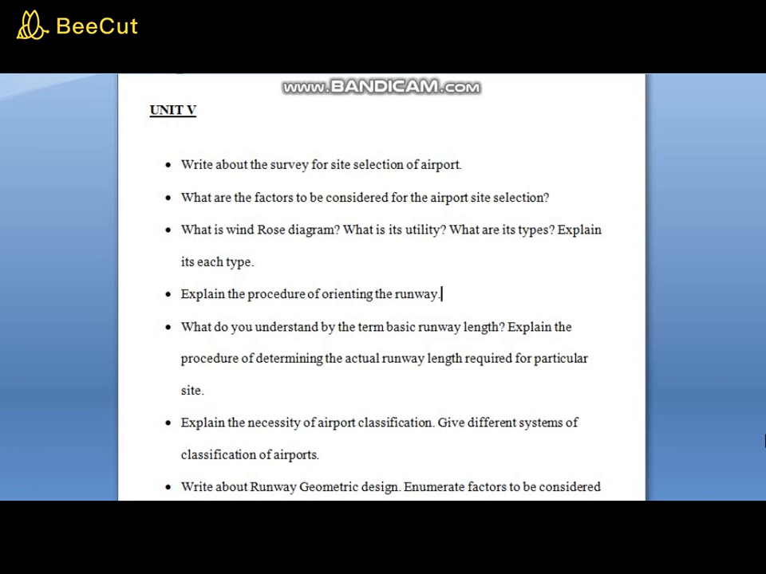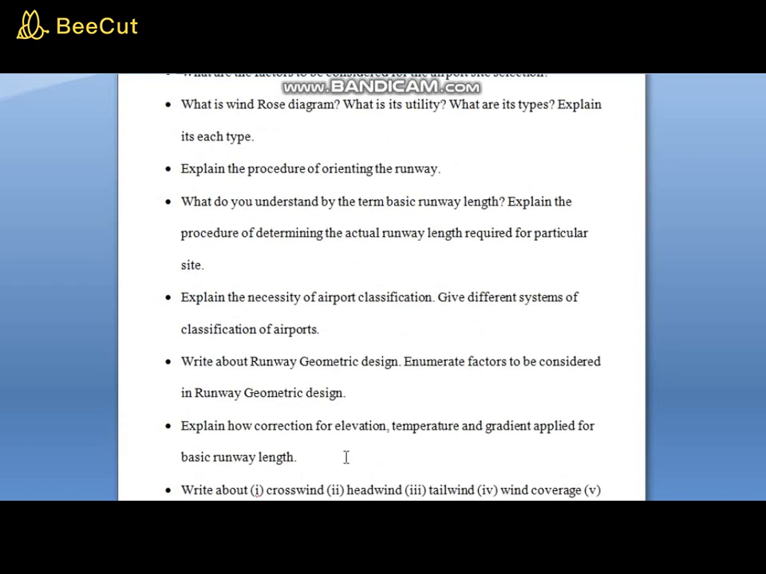The next question, explain necessary airport classification. Give the different systems of classification of airport. Here they are talking about airport classification, how airports are classified basically. The next question is, write about runway geometric design. Enumerate the factors to be considered in runway geometric design. In runway geometric design, we need to answer what factors we need to consider.